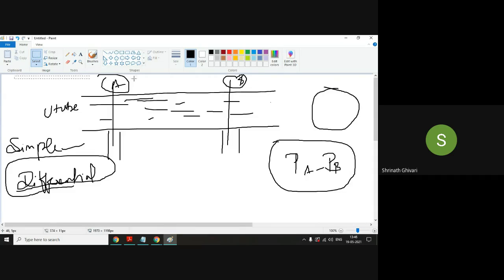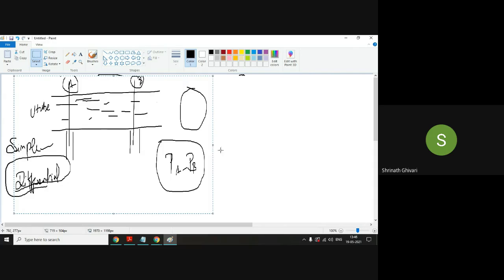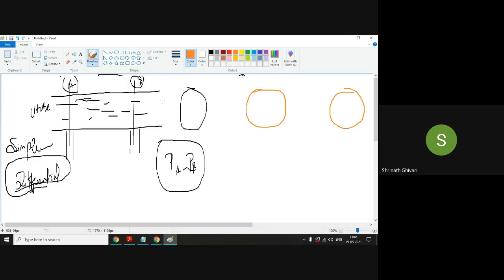Next point is that if I want to measure pressure in two different pipes. Here it was a single pipe, right? This is a single pipe. Then parallel to it, I will connect one more pipe parallel to it.